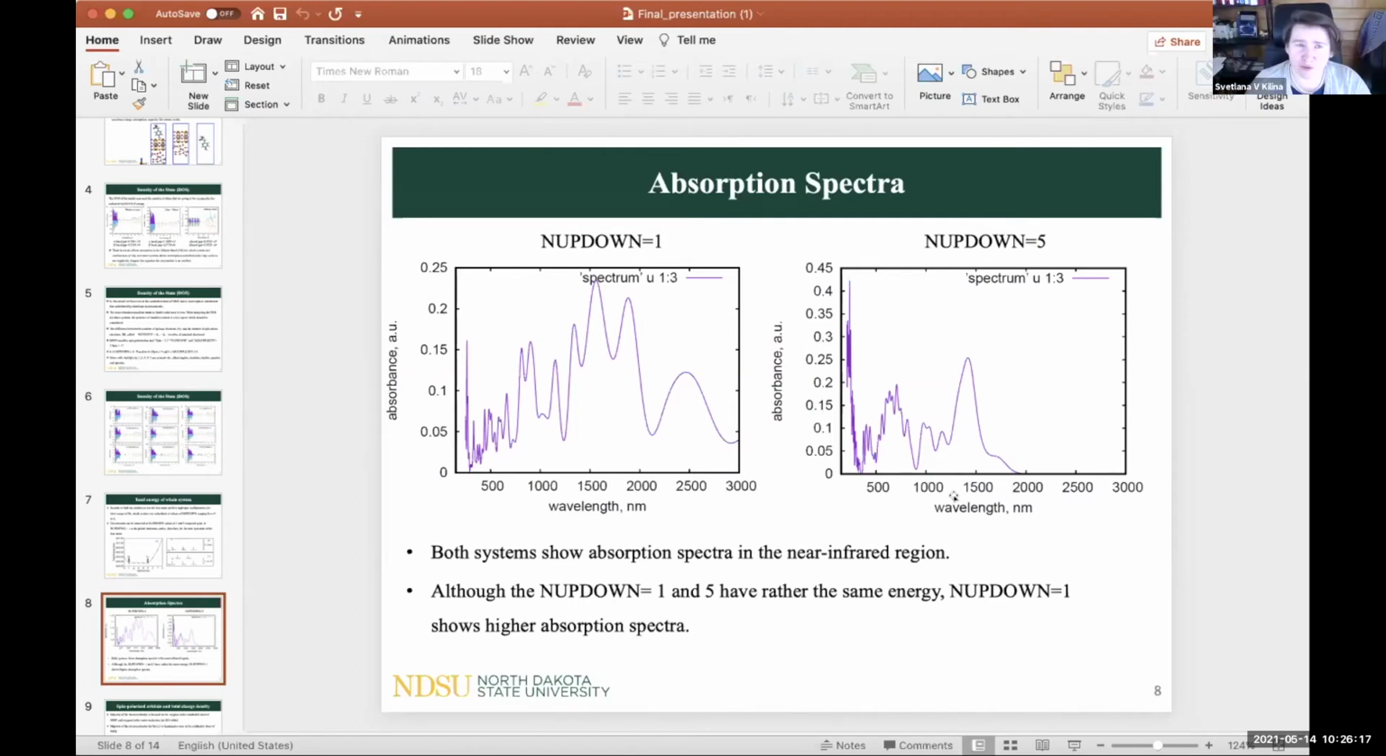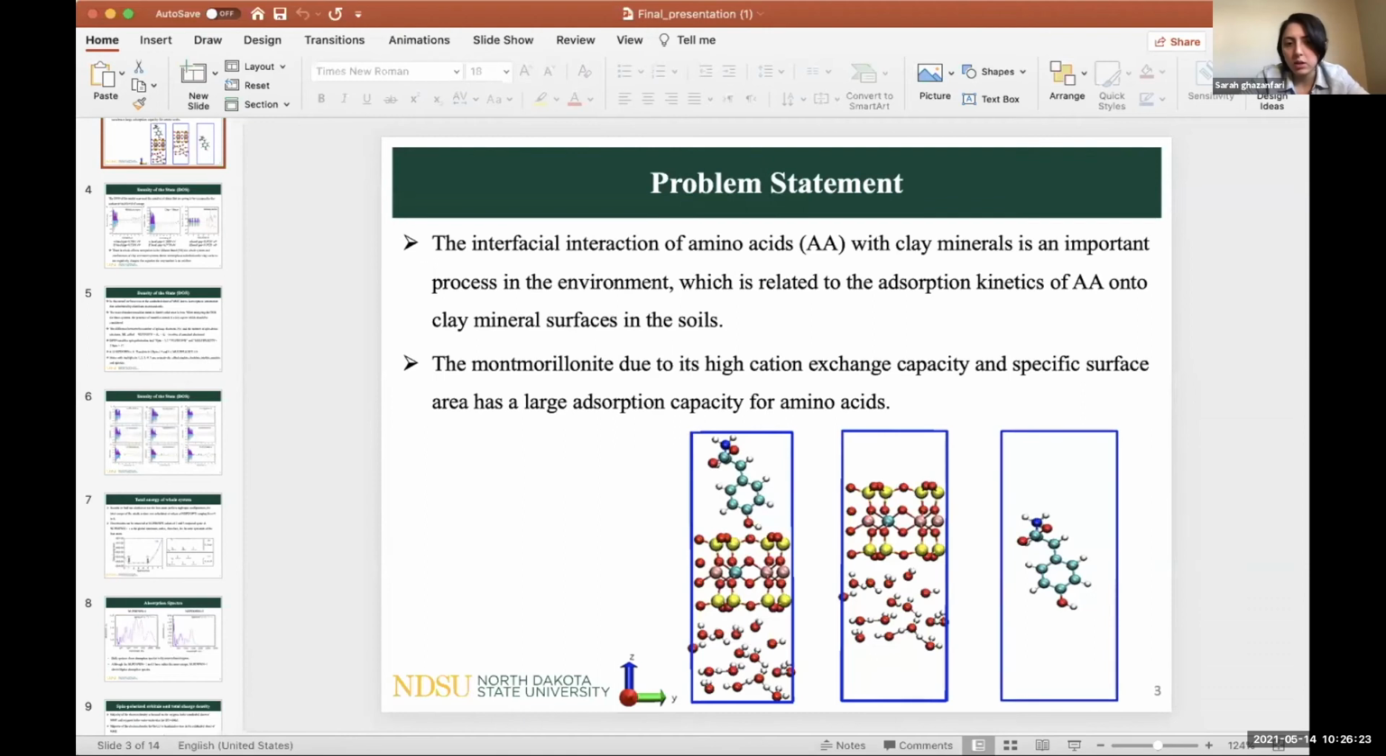I didn't get it. Where do you have water? You don't have water in your calculations. Of course, we have it for the whole system. Here are the water molecules. Okay, I got it. So you have water, montmorillonite, and amino acid.